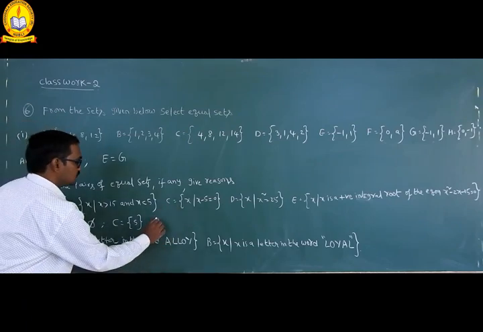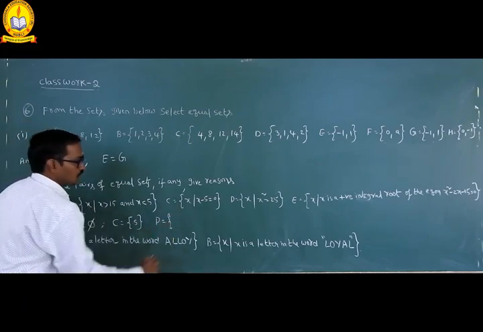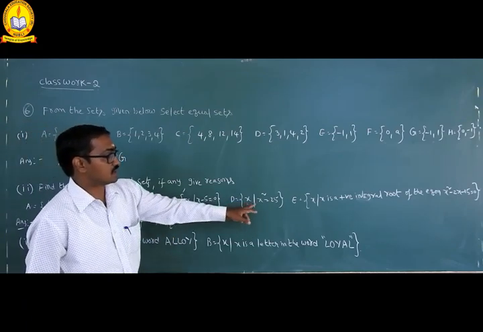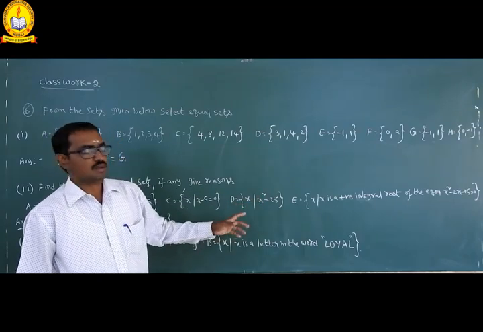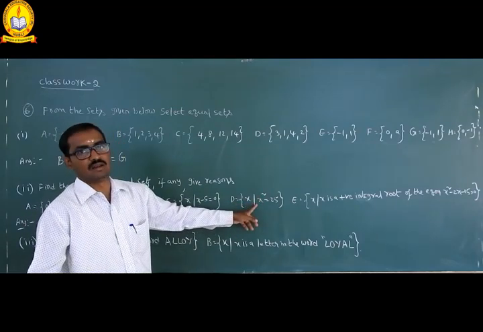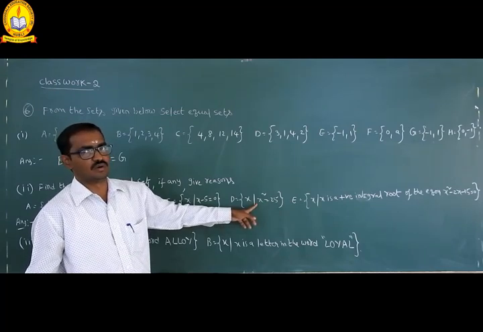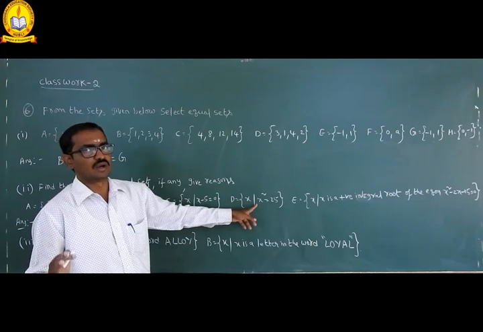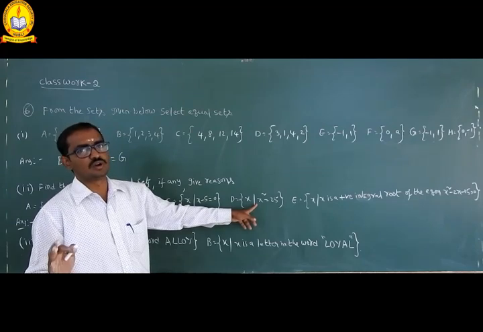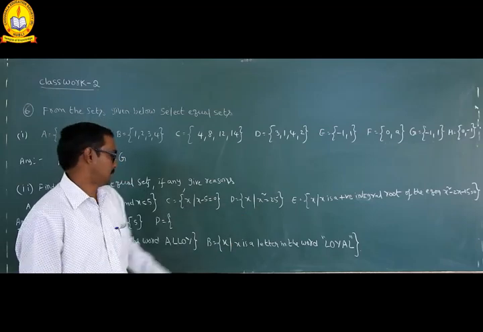Next, set D is equal to {x such that x squared is equal to 25}. So x is equal to plus or minus 5. x is equal to plus 5 and x is equal to minus 5. Minus 5 whole squared is 25, and plus 5 whole squared is also 25. So there are two values. So set D is equal to {-5, +5}.